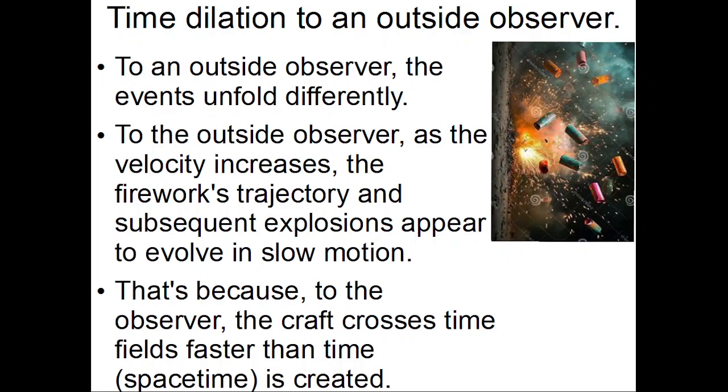But to an outside observer watching the events inside and outside the spacecraft, everything unfolds differently. The observer can measure the velocity of the spacecraft, its furnishing, and occupants, and they're moving at relativistic velocity. But he sees the fireworks fall slower, the explosion evolve in slow motion, and the astronaut move slower. That's because the spacecraft crosses time fields faster than space-time is created. Note, time dilation can only be noticed from outside the spacecraft, and of course, the assumption here is that it's possible to look inside a spacecraft moving at relativistic speeds.